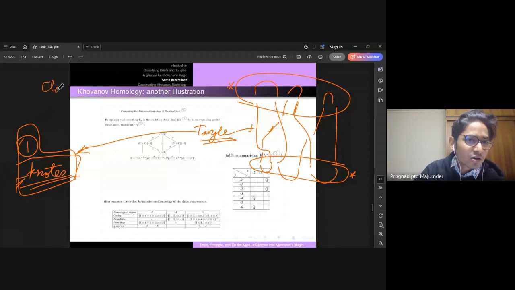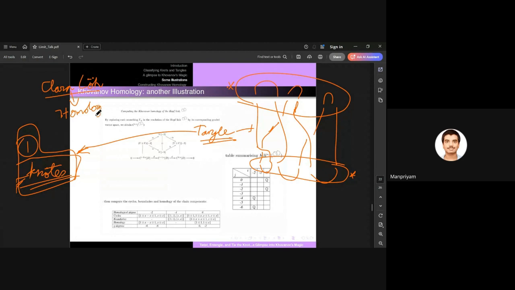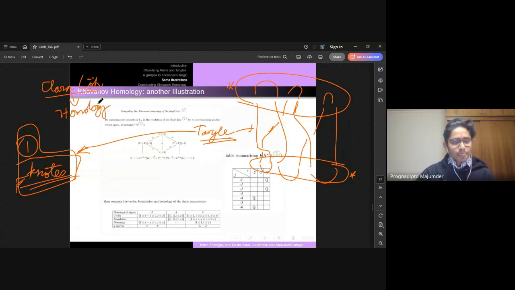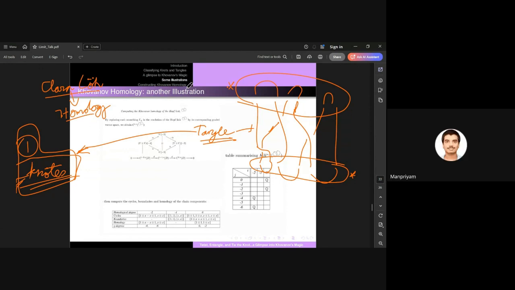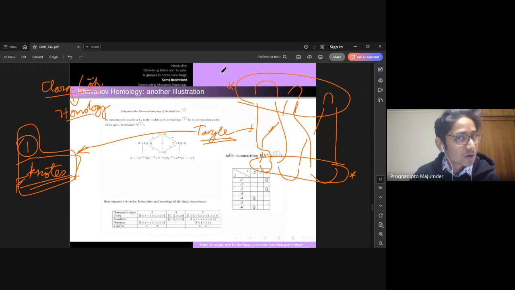Hatcher is a good book. It's very heavy as well, concise, but it's a good way to learn homology. It's not recommended for young people in this talk. It's only for third year undergrad. Only for seniors. Learn homology from this. Then read the papers of Khovanov, the categorification of the Jones polynomial.